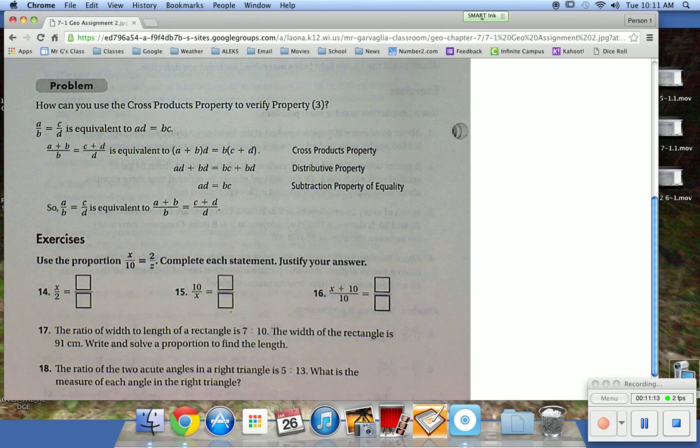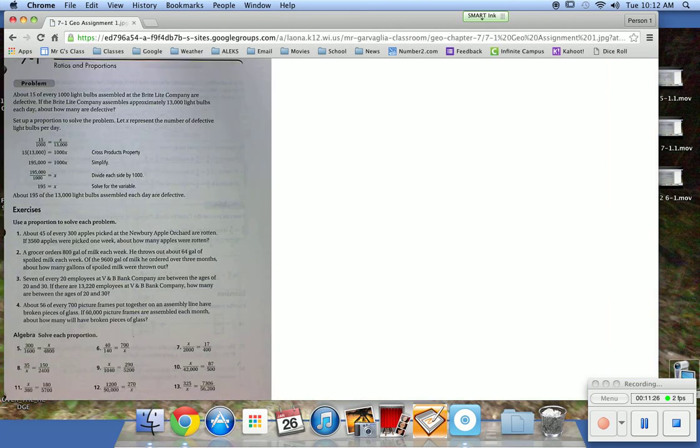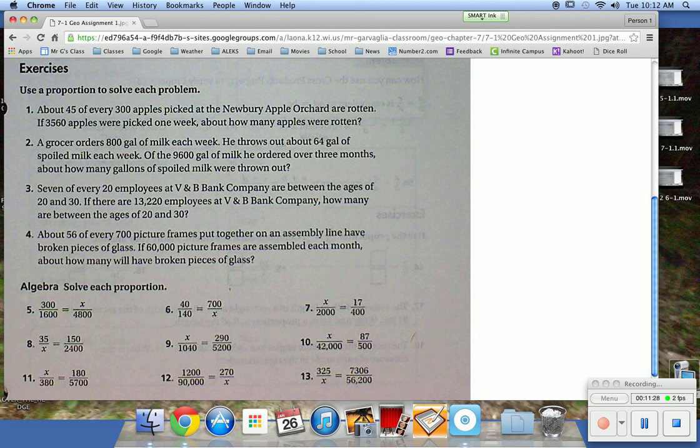I want you to do these 5 on back. And on the front, do the odds. The front. So 1 through 13 odds on the front and all of them on the back.